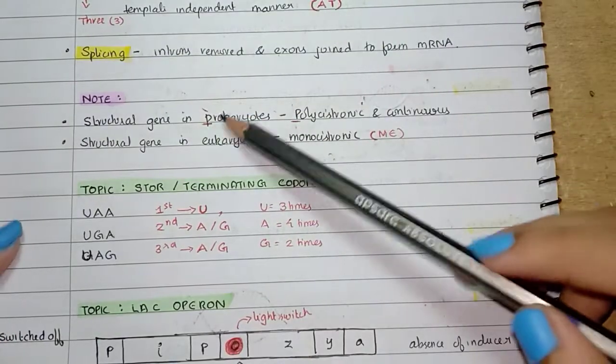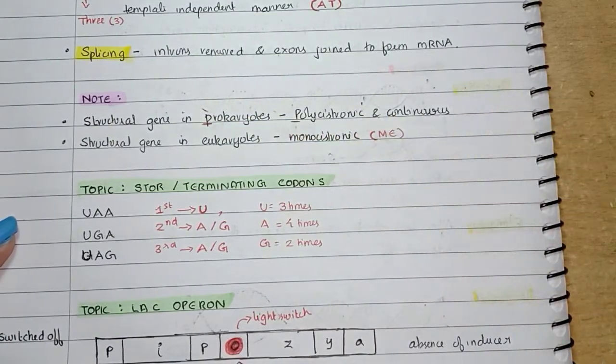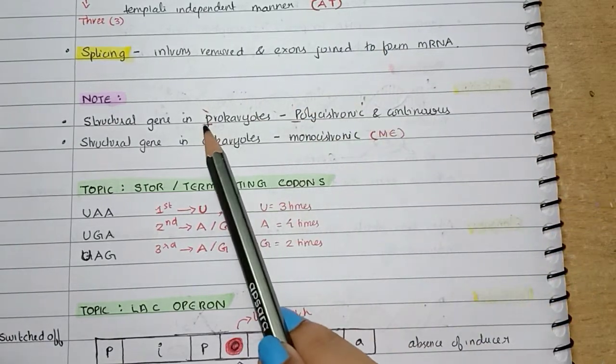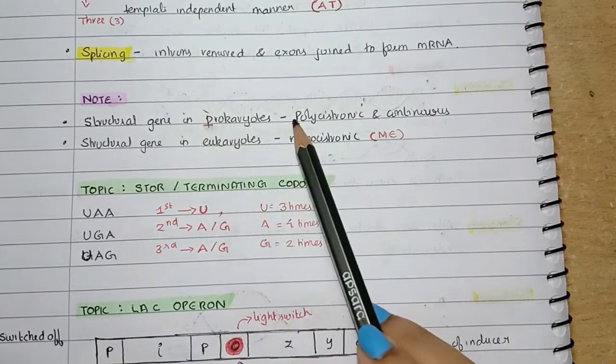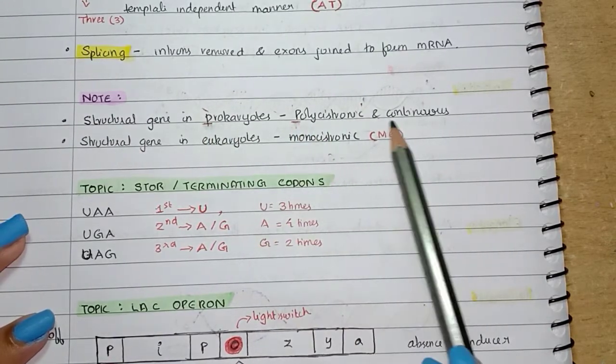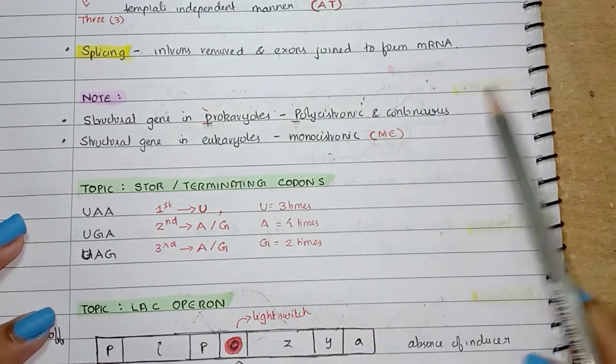Next, know that structural gene in prokaryotes is polycistronic and continuous, while structural gene in eukaryotes is monocistronic. The trick to remember this is prokaryotes P, polycistronic P. Okay, and in eukaryotes it's monocistronic. You can learn it as ME, that is monocistronic eukaryotes, ME.